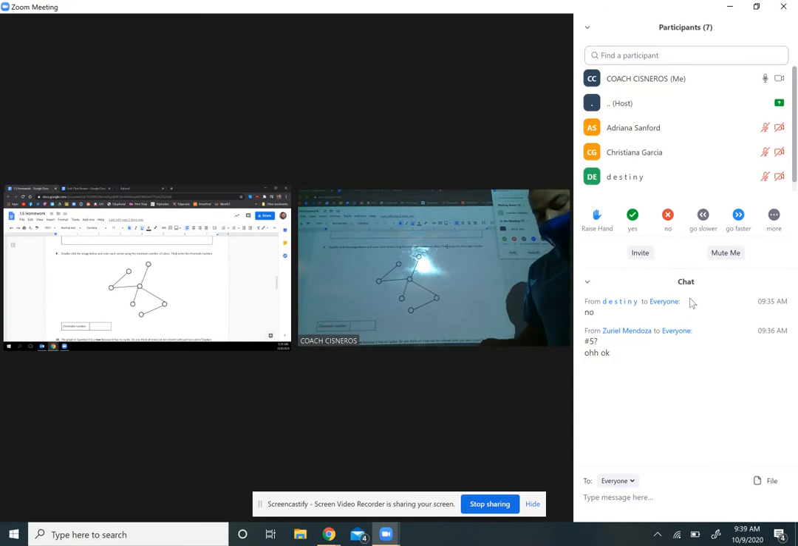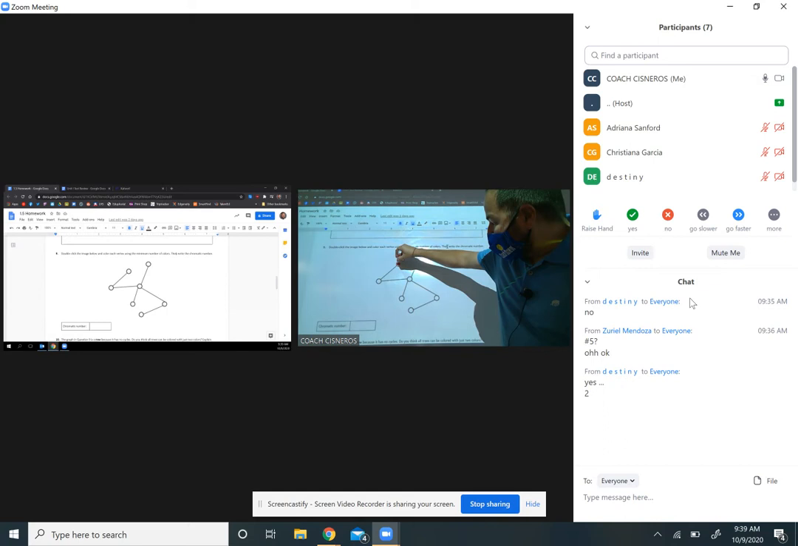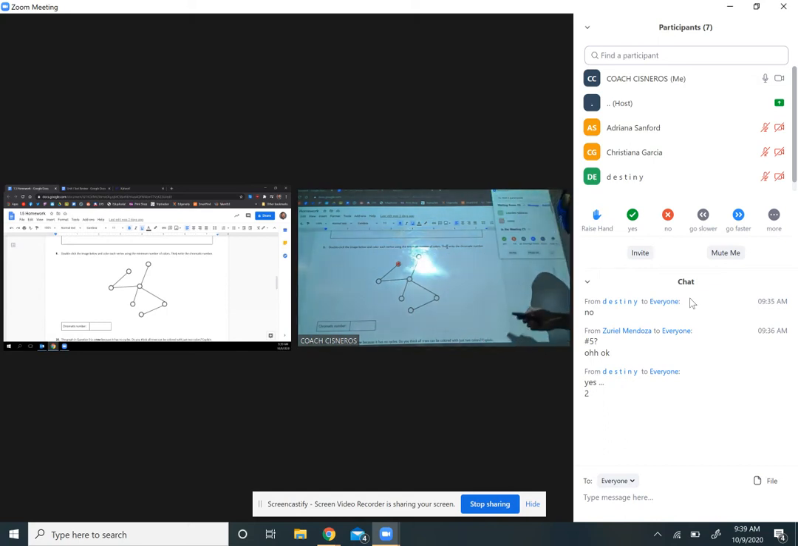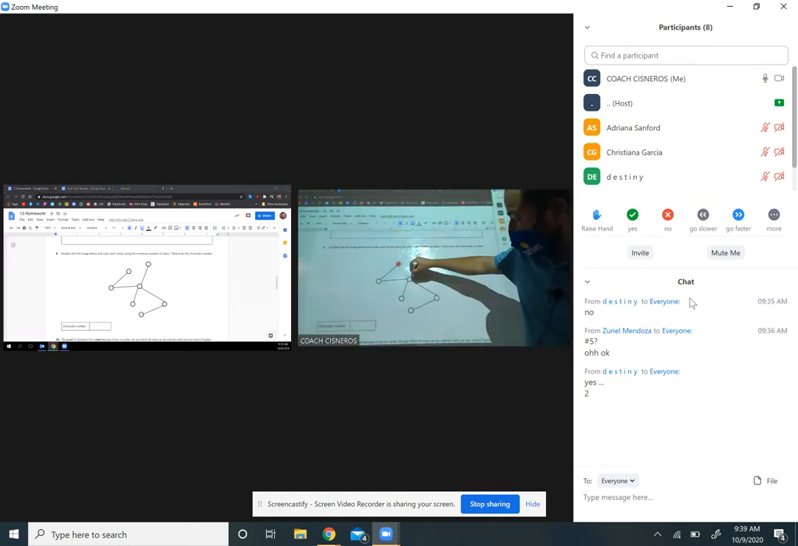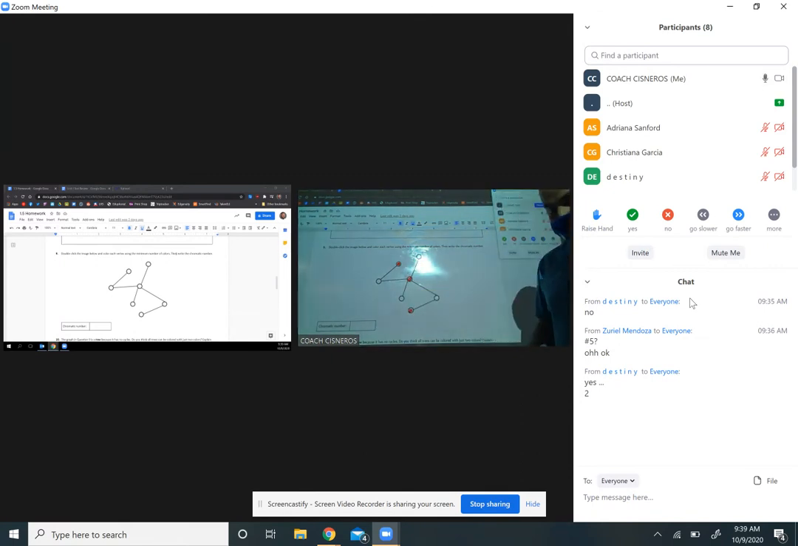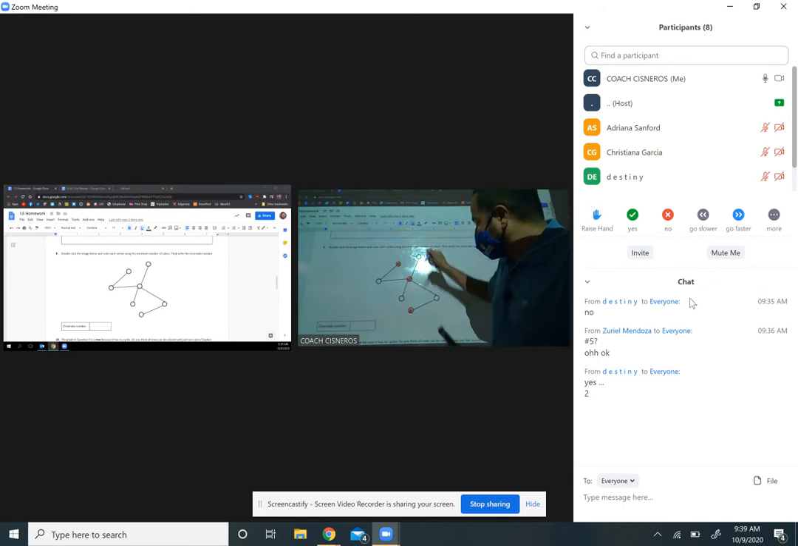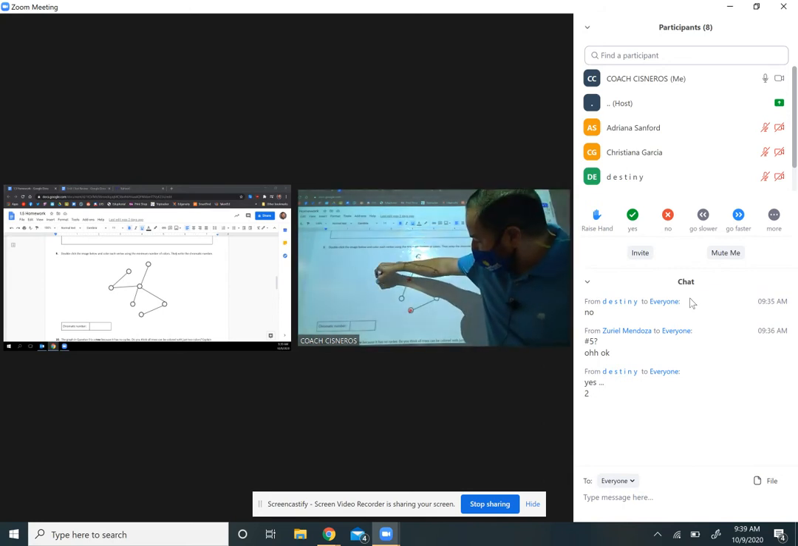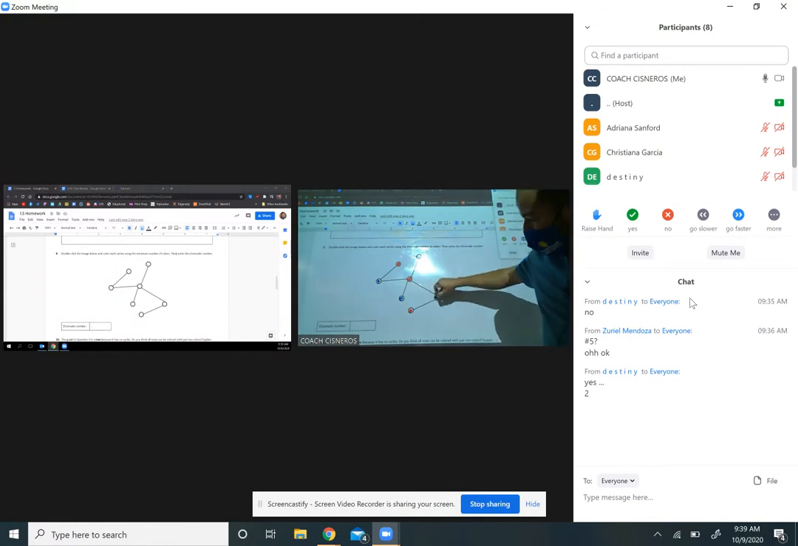So a couple people were able to color this one in 2 colors. What did you get, Destiny? Did you get 2 as well? Good. Yeah, if I color this one red, I can color this one red, and then I could color this one red because they don't connect to each other with an edge. Which means I can color this one blue, I could color this one blue, I could color this one blue, I could color this one blue. So yeah, the chromatic number of this graph is 2.